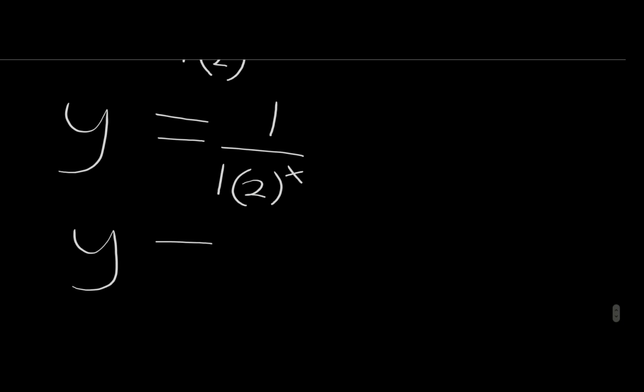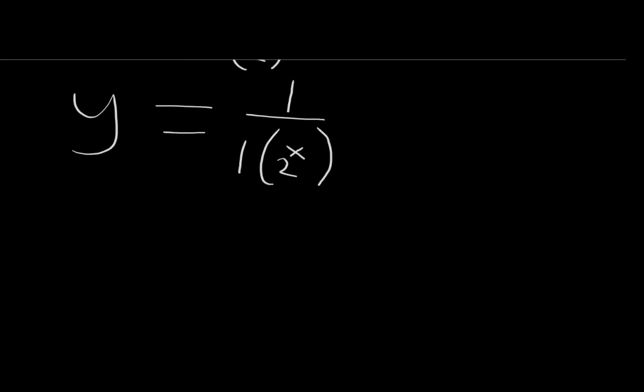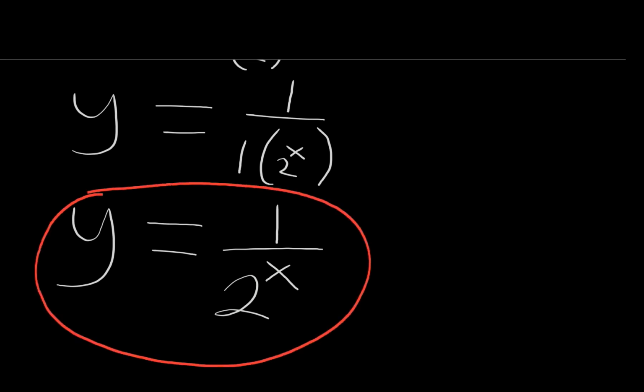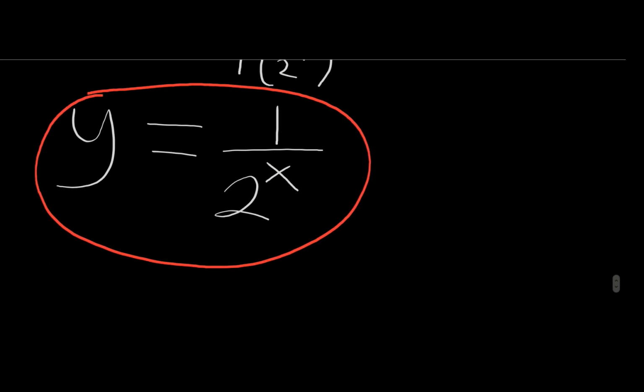My y will now be equal to 1 divided by 1 multiply 2 exponent x. So I have 2 exponent x, and 1 times any number, you get that same number. So now I have y equal to 1 over 2 exponent x. Hence, the rule for this mapping is y is equal to 1 over 2 exponent x.